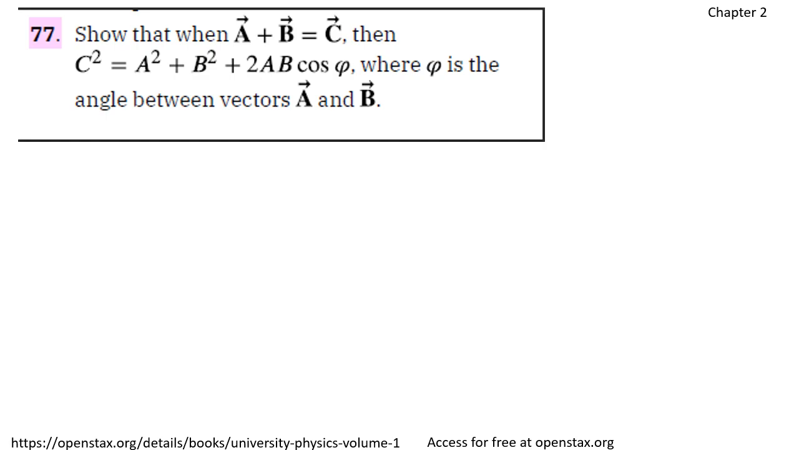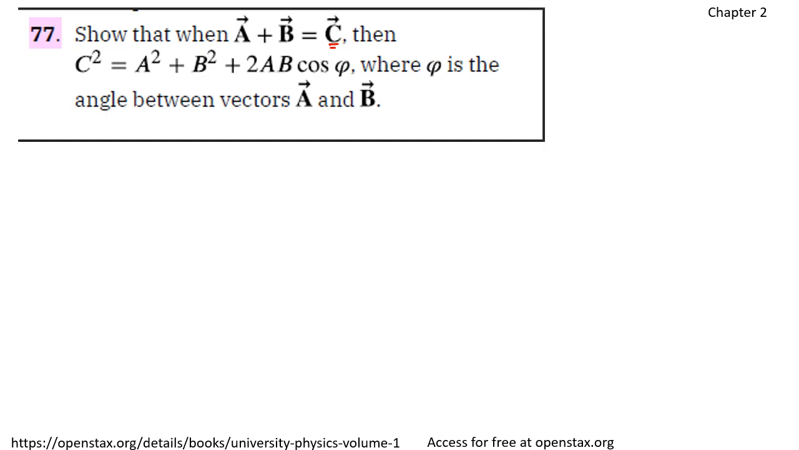Hello, this is a problem from the OpenStax physics textbook, chapter 2, problem number 77. The problem says that A plus B is equal to C. A is a vector, B is a vector. So two vectors you are adding, A and B, A plus B is giving another vector C.